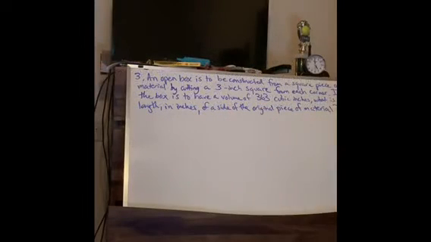So number 3, an open box is to be constructed from a square piece of material by cutting out a 3-inch square from each corner. If the box is to have a volume of 363 cubic inches, what is the length in inches of a side of the original piece of material? So this is 3D geometry. Usually it's seen maybe twice or 3 times a year. I don't know if it'll be on the 2020 playoffs, but you never know.